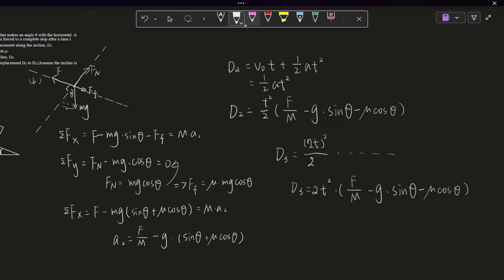So what is the numerical ratio between d3 and d2? This is simply d3 over d2. It's just equal to 2t squared times this long expression over half t squared times exactly the same long expression, so we can cancel these two out, right? Which will only become 2t squared over half t squared, which gives the final answer 4.